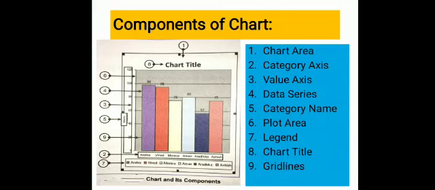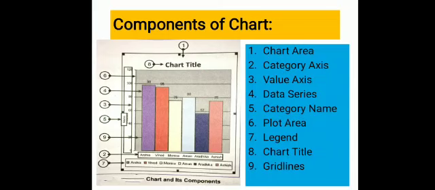Okay, so when we insert a chart, the data is displayed in a special window that is called data sheet. Now these are the components of chart. Total 9 components of charts are there. First one is chart area. Numbers are given in diagram and their name I have shown on the right side. Chart area. Chart area includes the complete area and all the objects in a chart.